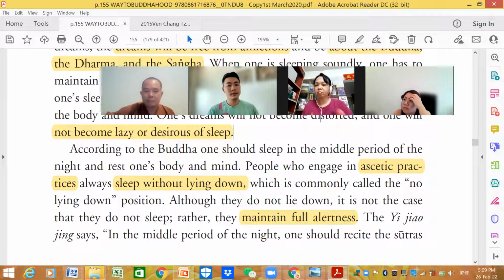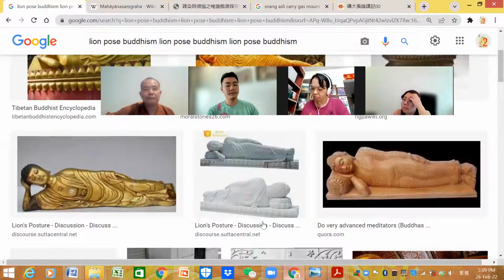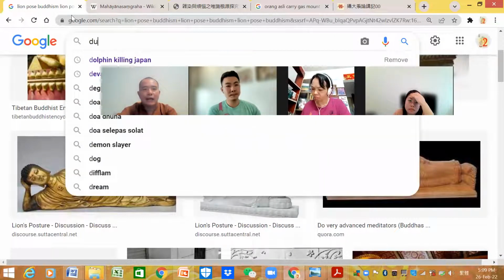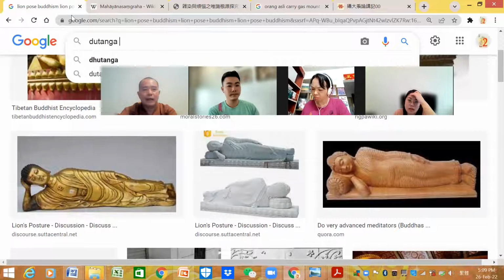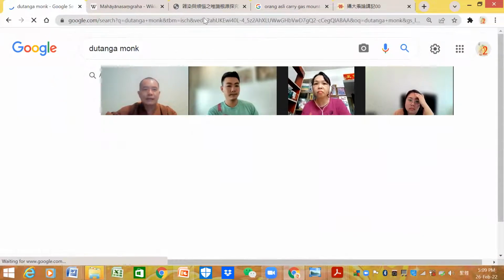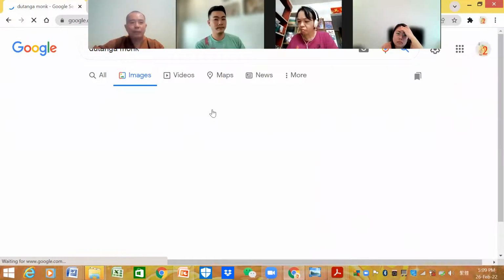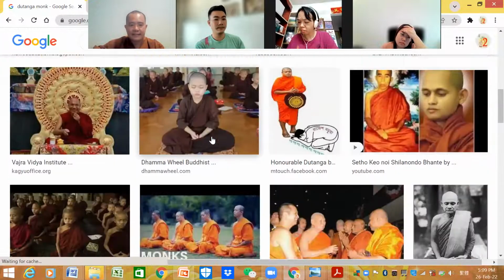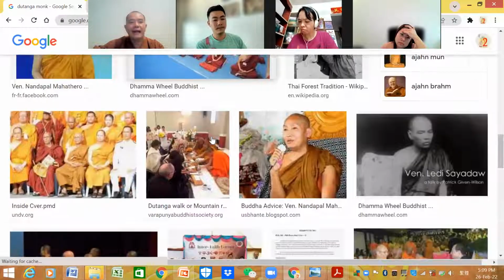Okay, ascetic practice. Ascetic practice here means the dhutanga. What does dhutanga mean? Dhutanga monks, basically they stay in the forest, and Thai monks are quite popular in doing the dhutanga ascetic practice. One of the ascetic practices is without lying down.